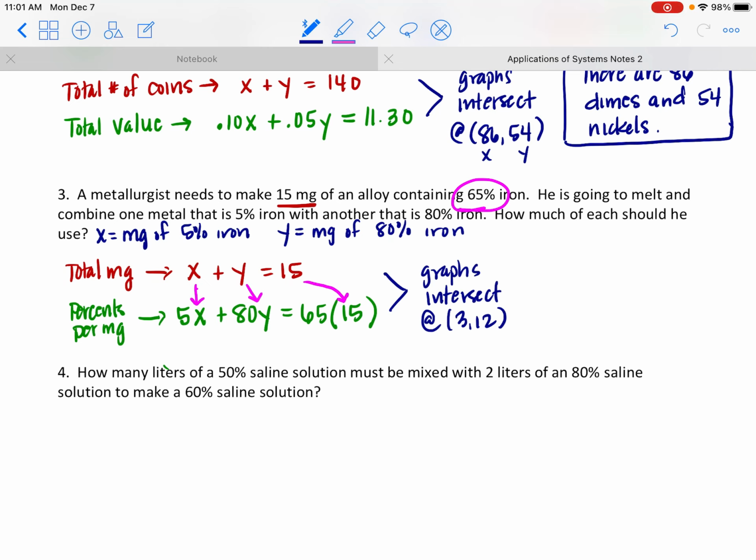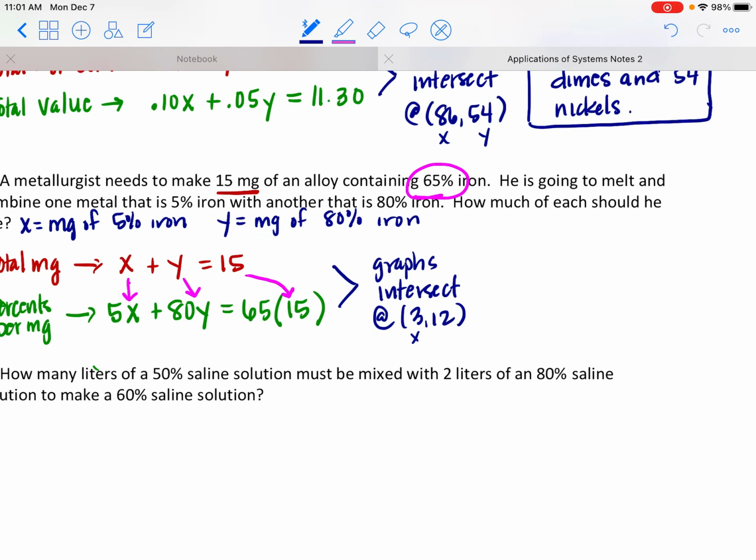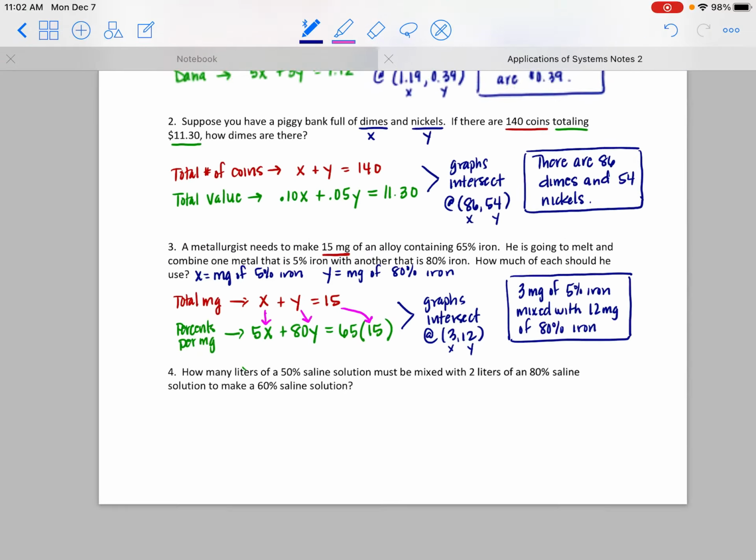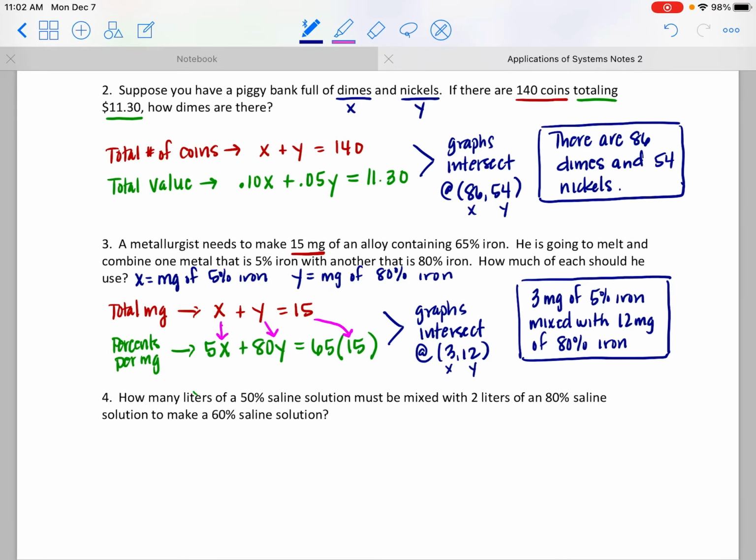So, according to this problem, if we use 3 milligrams of the 5% iron and 12 milligrams of the 80% iron, we will have a 15 milligram mixture that is exactly 65% iron. So 3 milligrams of 5% iron mixed with 12 milligrams of 80% iron will produce the 15 milligrams of 65% iron for this metallurgist. Okay, so that was a tough one. Now we're going to try another one that's very similar, just to try to wrap your brain around that concept again. Okay?